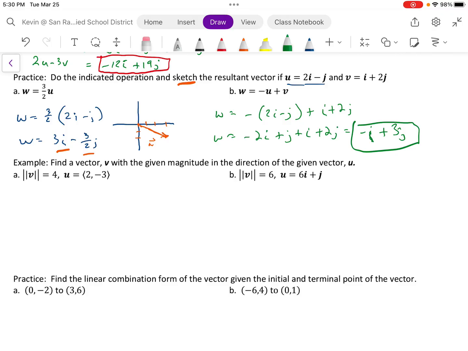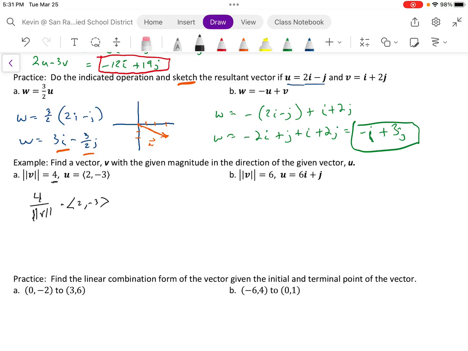What we need to remember when we were doing unit vectors is that we were multiplying by 1 over the magnitude times the vector. And by doing that, we created a unit vector. Well, here we want a vector of magnitude 4. So instead of a unit vector, 1, we would do 4. So kind of the same idea.